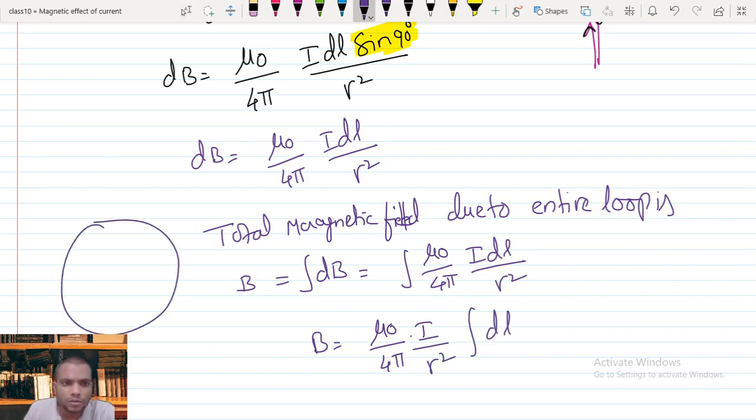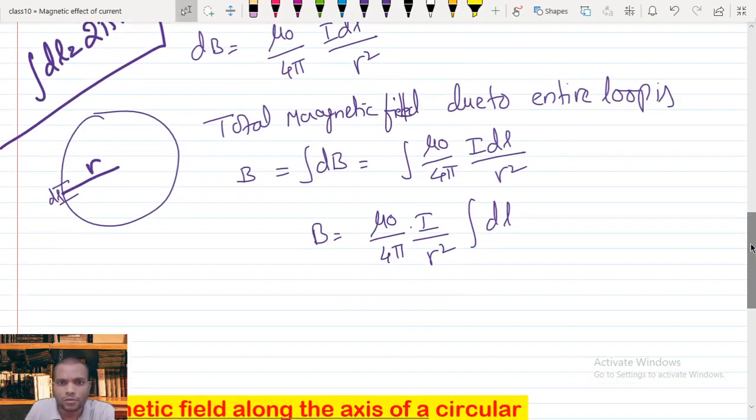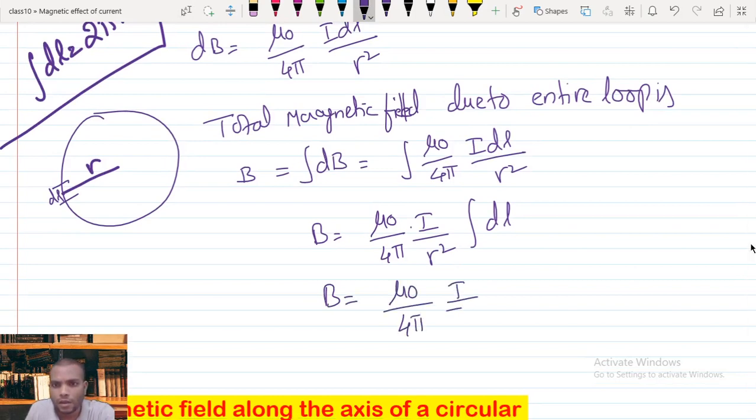Since it is a circular loop, taking the total integral of the small elemental lengths dl gives the circumference of the loop. The loop has radius r, so the circumference is 2 pi r. So integral dl equals 2 pi r. Therefore, magnetic field B equal to mu naught upon 4 pi times I upon r square times 2 pi r.